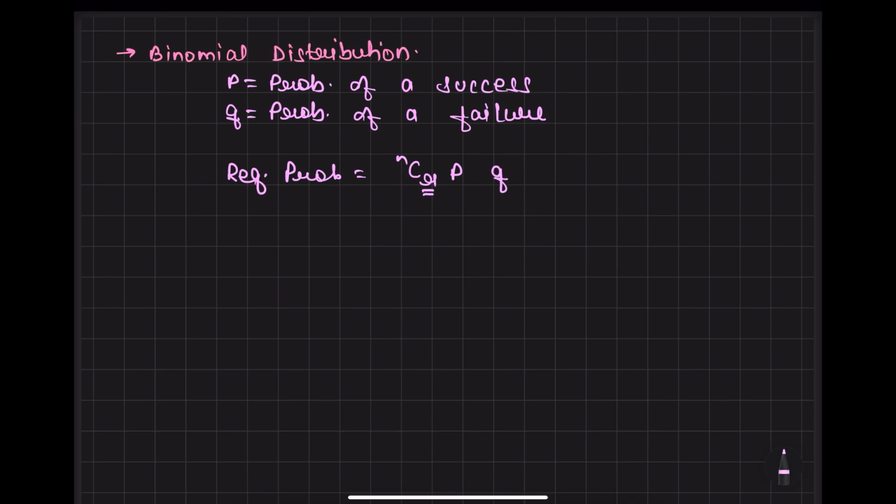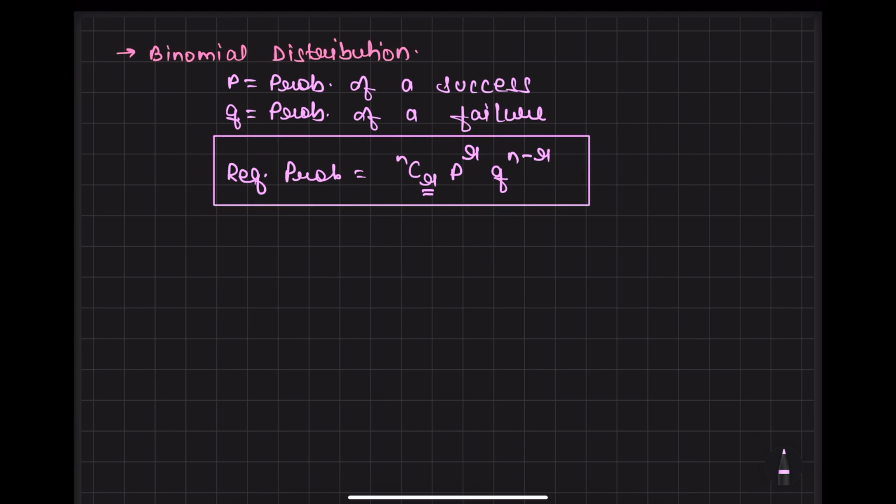So this thing will be represented as success. So success to the power r, and then you know that the sum of powers will be n only. So first thing will carry power r, and second thing will carry power n minus r. So this is your required probability. Okay, I hope till this part you guys are okay.